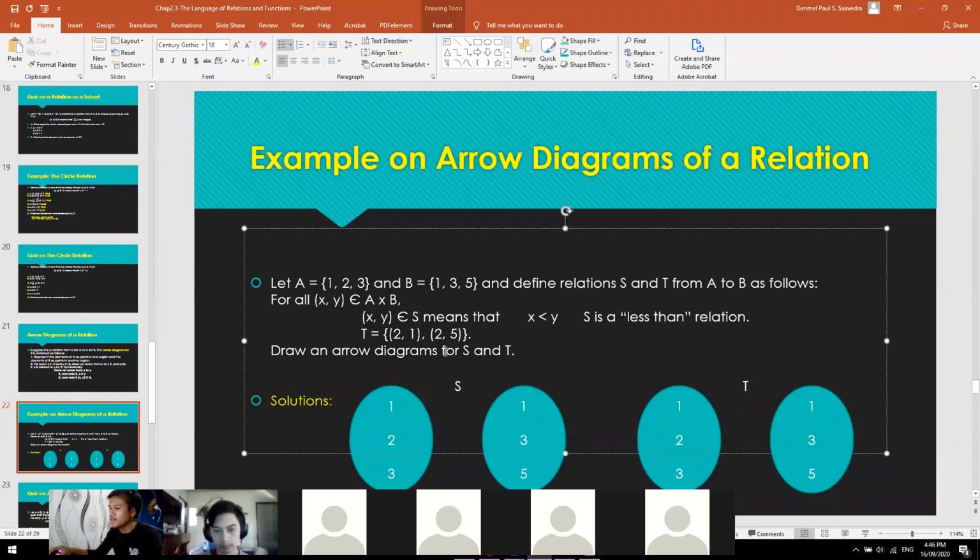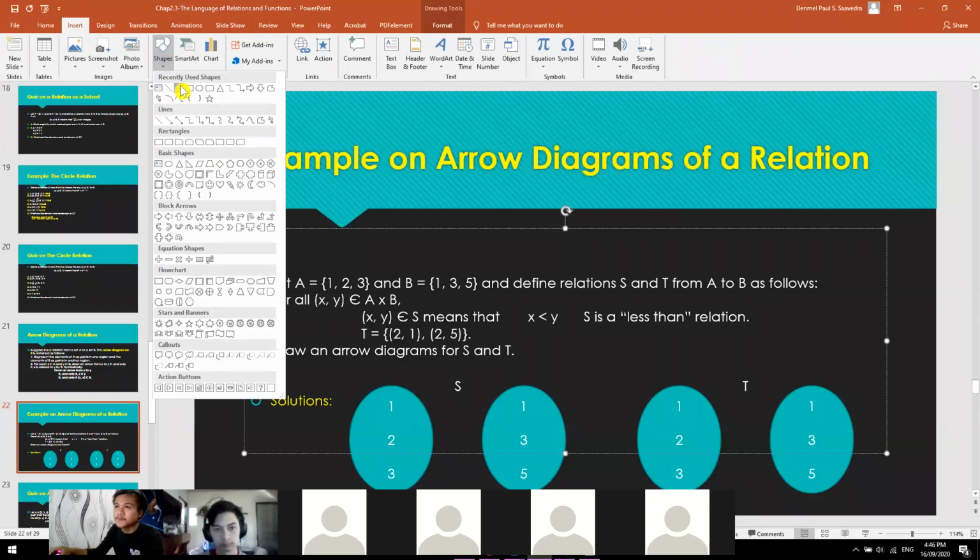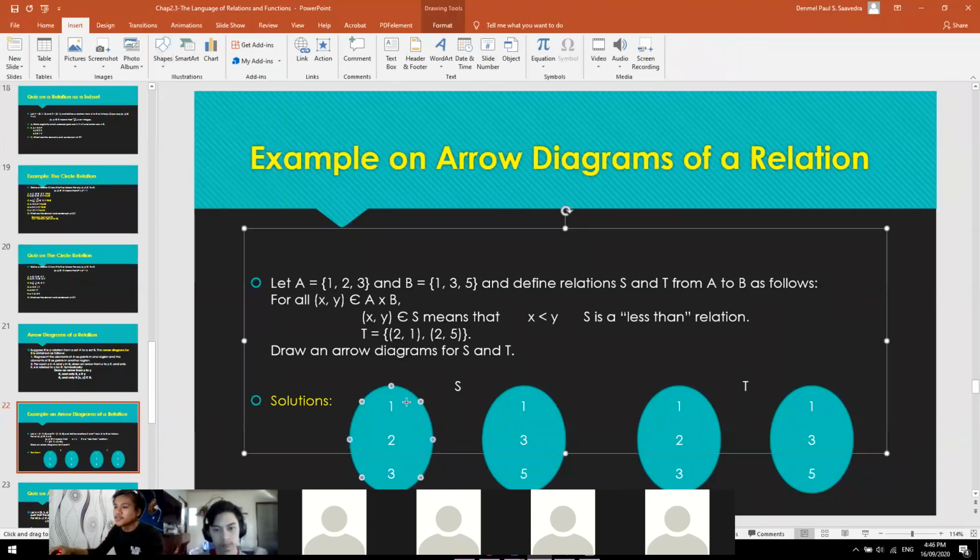So, draw an arrow diagram for S and T. So, we have the Venn diagram for set S, and then the Venn diagram for letter T. Take note, this is a set, this is also a set, and then this is the set S that will be made from those two sets. Okay, kailangan ko lang ng shapes and then arrow. So yung condition natin is X should be less than Y.